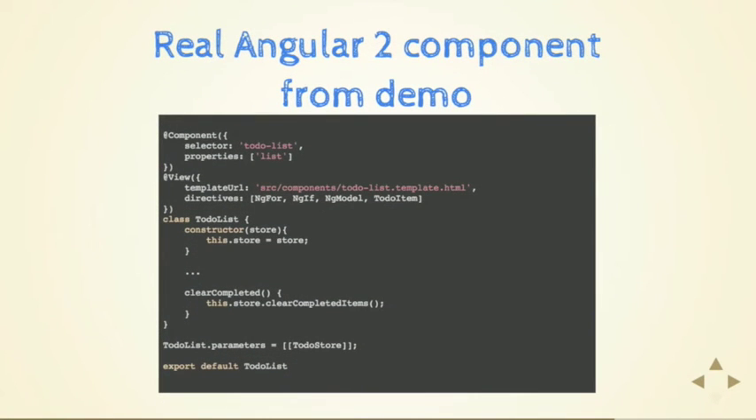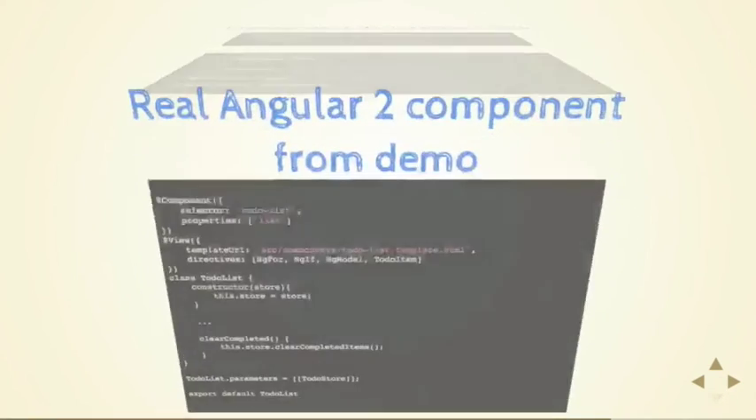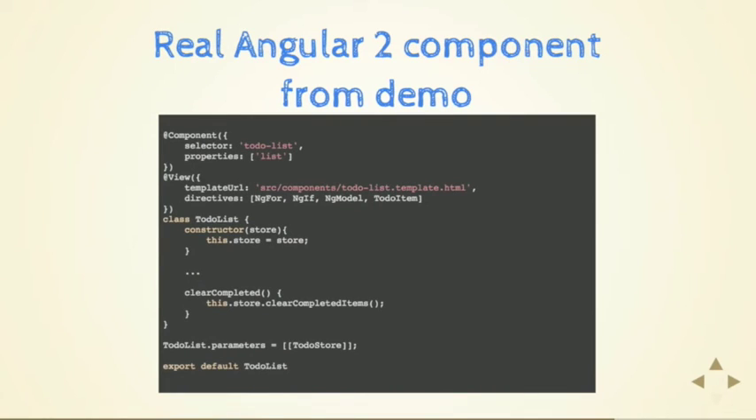This is a real Angular component from my demo that I developed. If you look at the section, class to-do list, and at the bottom, to-do list parameters, that's everything that we have in Angular 2. From my perspective, it's very similar. The class controller and class to-do list is just an object. And parameters is the dependency injection that uses ECMAScript 5 in Angular 2, because in some cases with Babel, the injectable and inject decorators don't work, and it just provides some errors, and that's it.